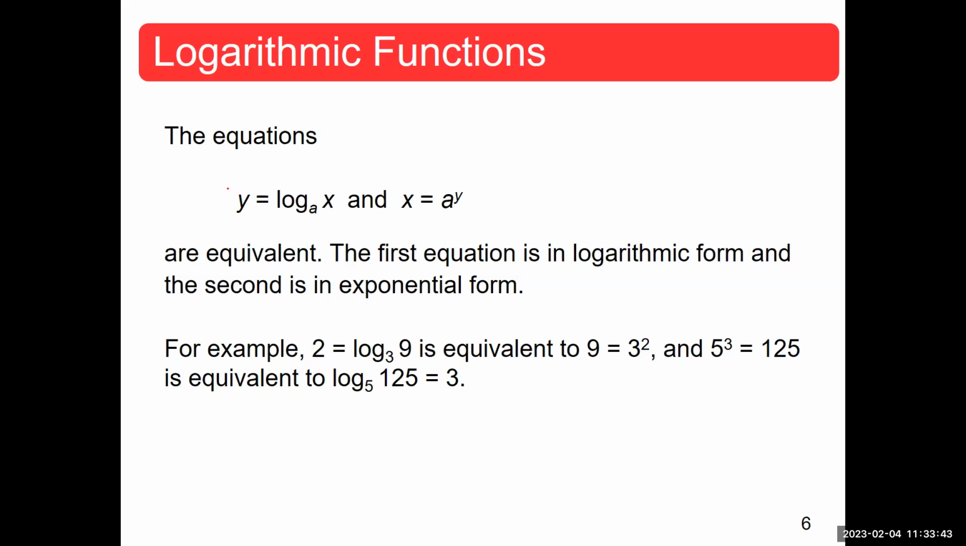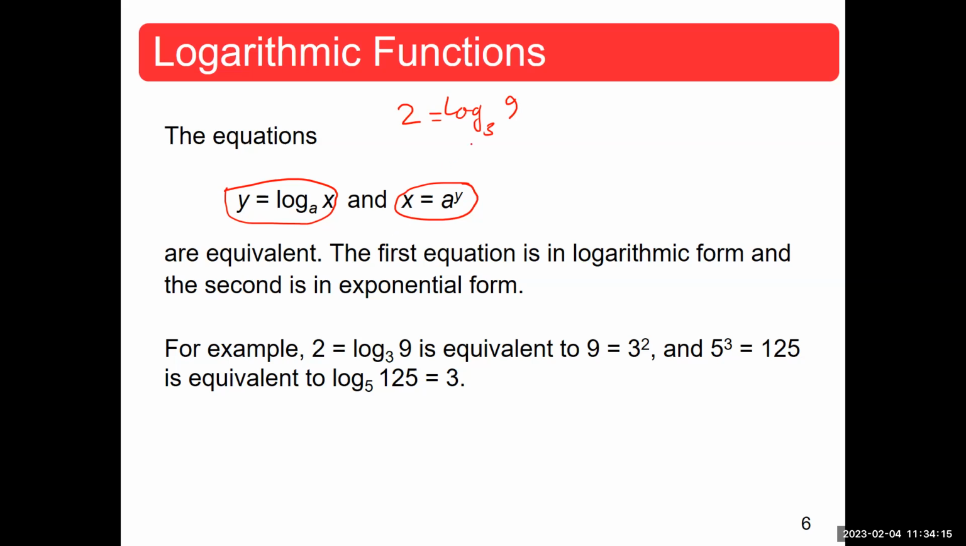All right, so here we go. We have the logarithmic function with the exponential function, relative exponential function. Let me give you an example. If I have 2 equal log base 3 of 9, convert to exponential, go from here to here.